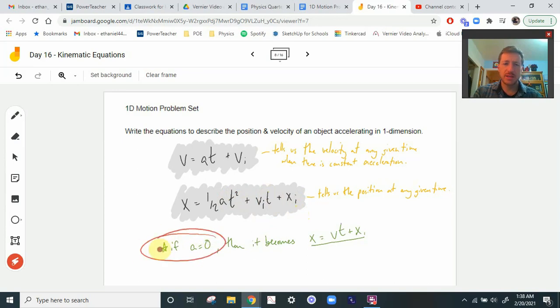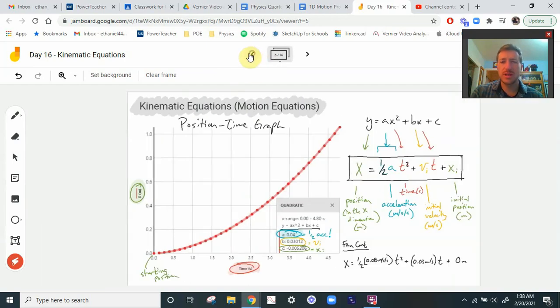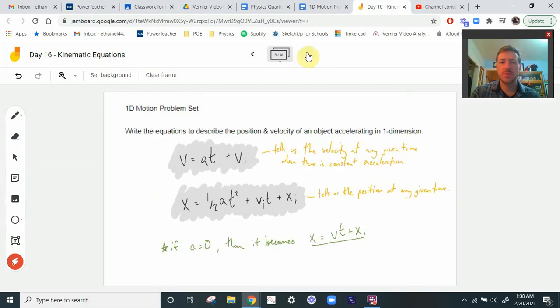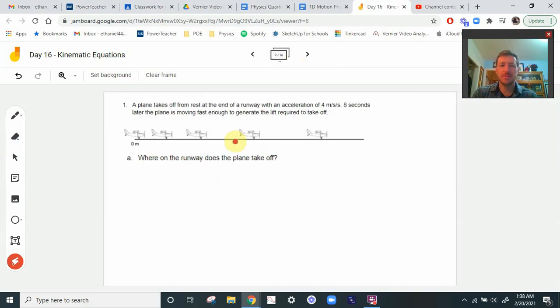Another note down here is that if the acceleration is 0, then this equation becomes this. It simplifies to the position is equal to the velocity times time plus the starting position. If you need any reminder as to what any of these terms are in these equations, you can, of course, always go back to the notes that we talked about previously. With that being said, let's go ahead and get started.